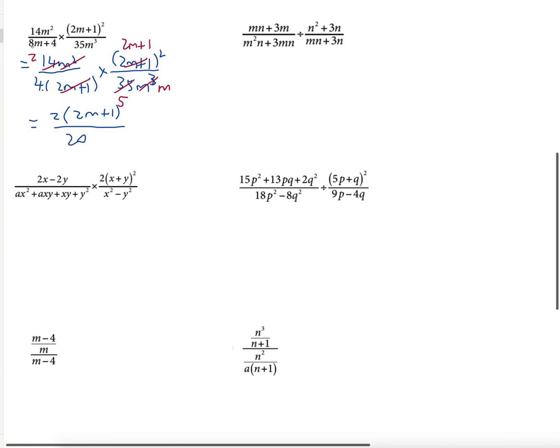Oh yes, we need to cancel one more time, to get a 2. So now the denominator is 10m.